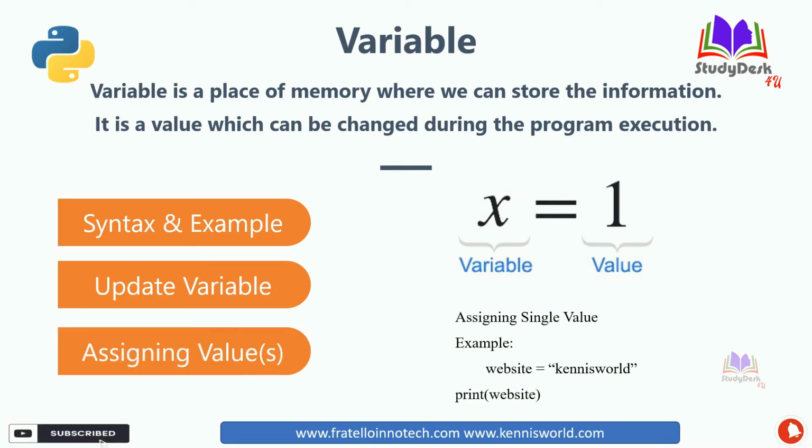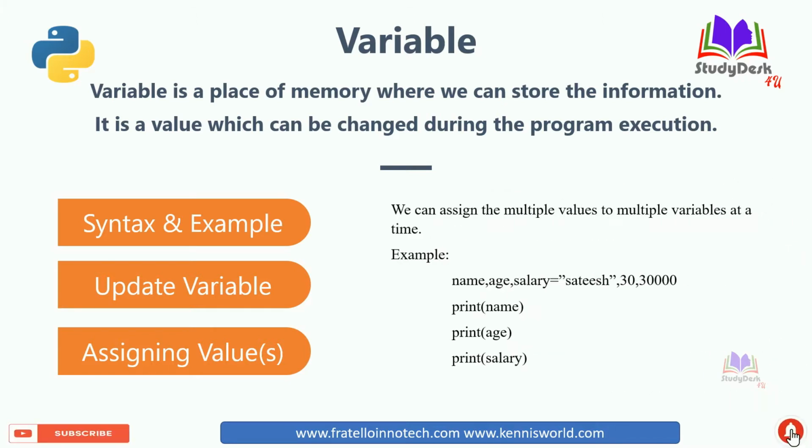We can assign values individually or multiple values at a time. In this example, I have written website equal to kennisworld and print website, so it has only one value. Now in this case, I am initializing three variables at a time: name, age, salary equal to Satish, 30, 30,000. So name is assigned Satish, age is assigned 30, and salary is assigned 30,000.